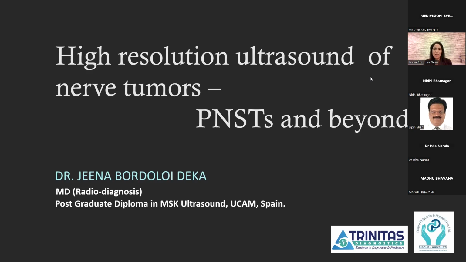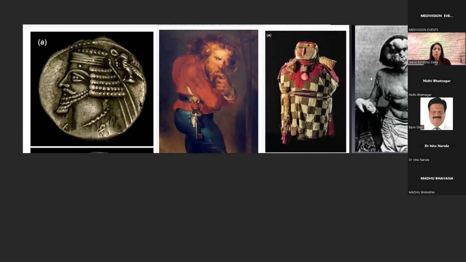So today I shall be talking on high resolution ultrasound of nerve tumors, PNSTs, that is peripheral nerve sheath tumors, and a few cases beyond that. So nerve tumors, their presence has been documented in history since maybe 1500 BC in the Ebers papyrus, and then they have been documented as lumps and bumps in the coins of the Parthian kings. Then Quasimodo in the Hunchback of Notre Dame was also thought to have neurofibromatosis, and it has also been documented in Inca mummies. And then there's the famous elephant man in the 19th century, who was described to have neurofibromatosis by von Recklinghausen, but later on in 1986, it was written in the British Journal of Medicine that he was rather suffering from Proteus syndrome.